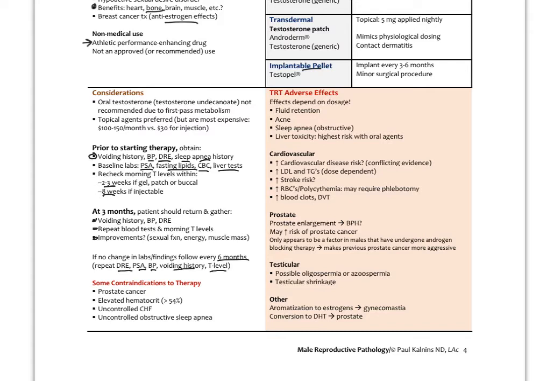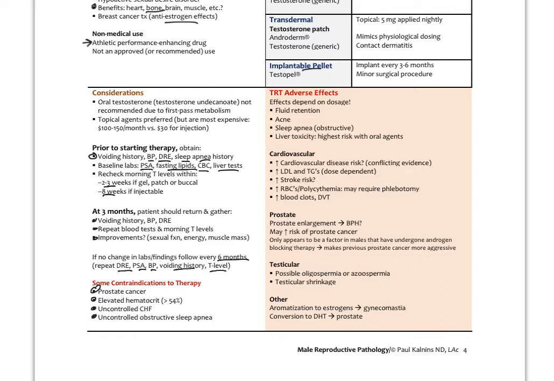Now, contraindications to testosterone replacement will be prostate cancer. It's a complicated thing with prostate cancer. It turns out having low testosterone increases a man's risk for prostate cancer, but once the prostate cancer has developed, it can accelerate the growth of that cancer. So this is a little more complicated. Any evidence of elevated hematocrit over 54%, that's the upper range of hematocrit in normal males, and then any uncontrolled congestive heart failure, and again, uncontrolled obstructive sleep apnea. So these would all be potential contraindications for therapy.